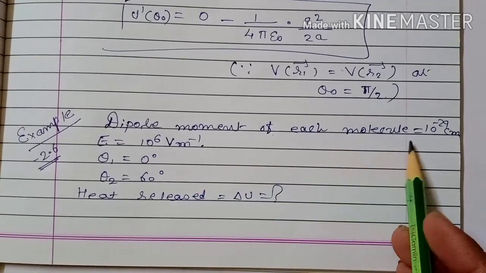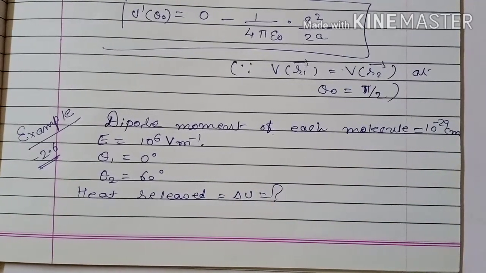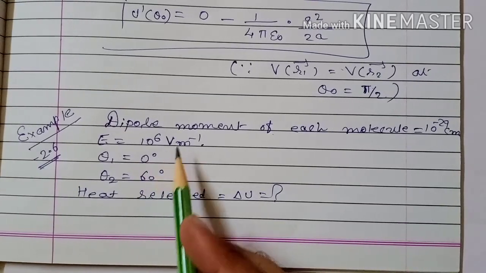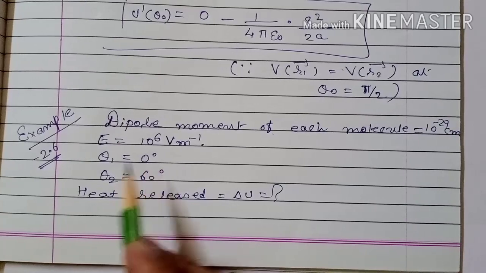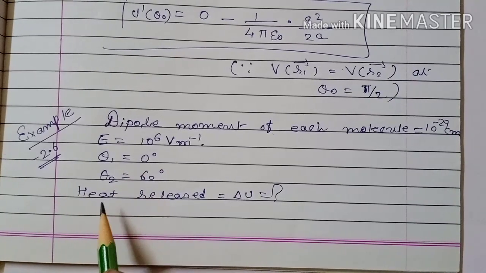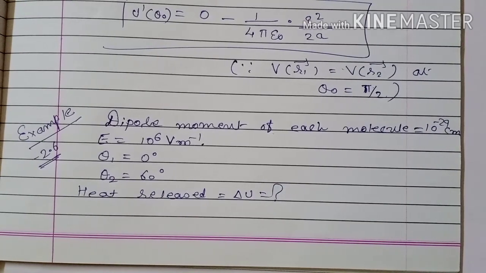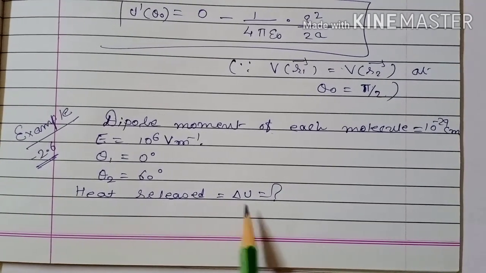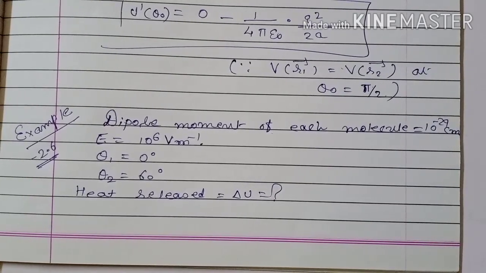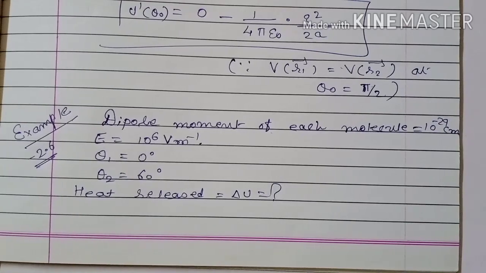Dipole moment of each molecule is equal to 10 raised to minus 29 coulomb meter. Value of electric field they have given is 10 raised to 6 volt per meter. Theta 1 is 0 degree, theta 2 is 60 degree, and they are asking us to find the heat released in this process. During polarization, if you want to find heat released, then that is nothing but the change in potential energy. Change in potential energy will give you the amount of heat released during this process.